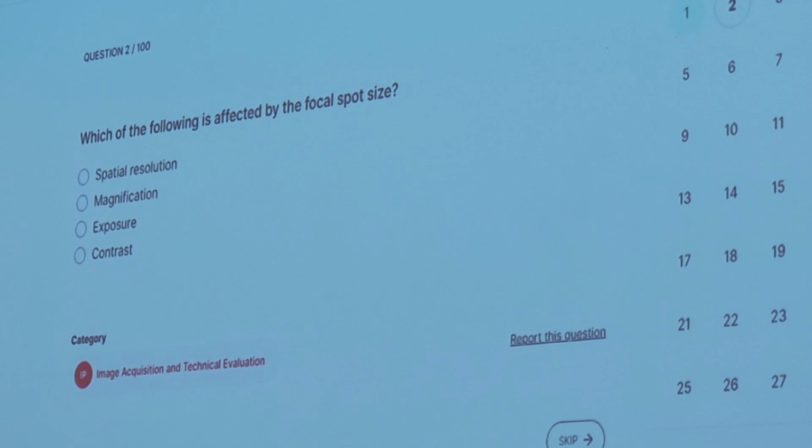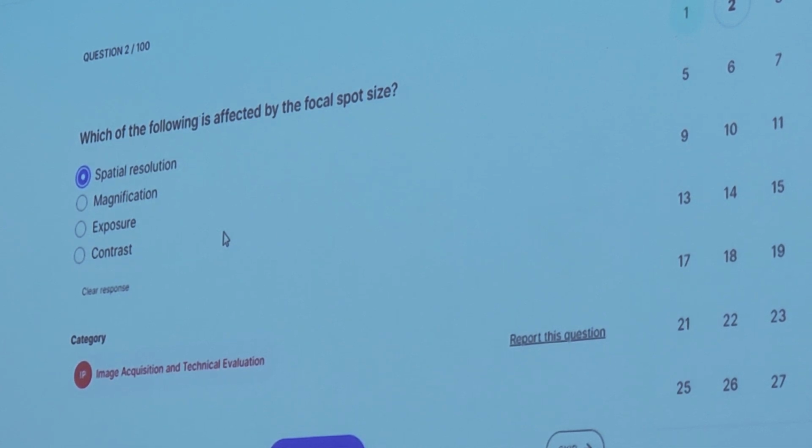All right. Carla, which of the following is affected by the focal spot size? Exposure, so number of x-rays. Spatial resolution. Why spatial resolution? I don't know, Mr. Frank, what's the answer? I'm glad you do. You're halfway there. It's important to know why. So, why does focal spot size affect spatial resolution? Because it decreases what? The size. So, I don't know.